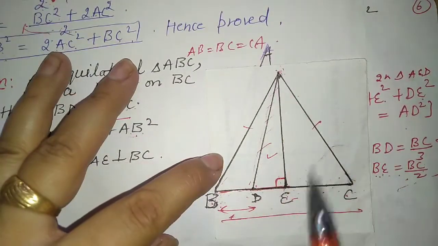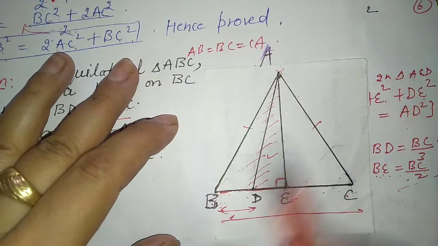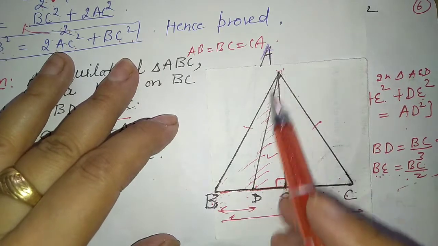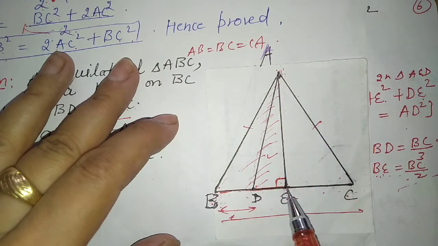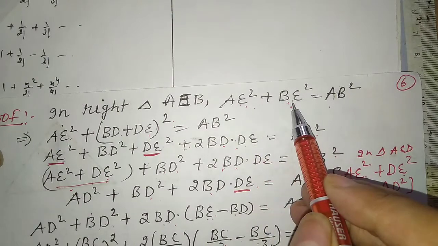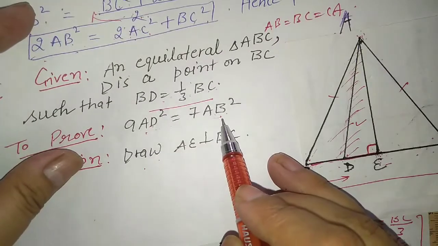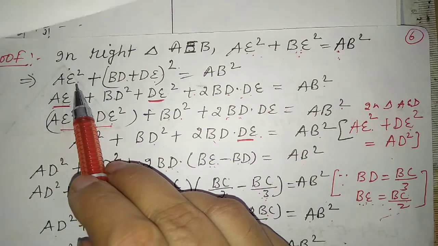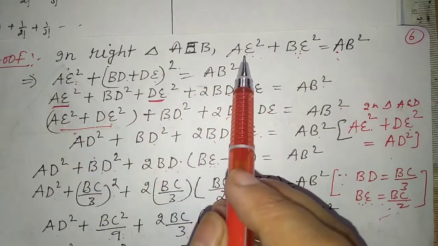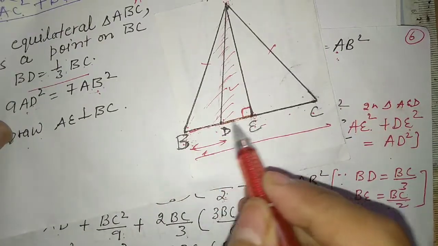Now we take triangle AEB, the complete triangle. AB is the hypotenuse, AE is the perpendicular, meaning one side, and BE is the other side. So we can write AE square plus BE square is equals to AB square. What we want to prove here is AB, so we get one AB. So AE square plus BE square.